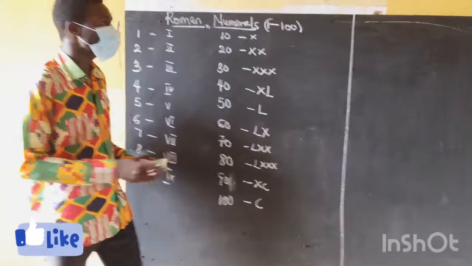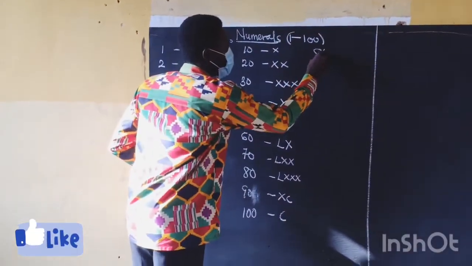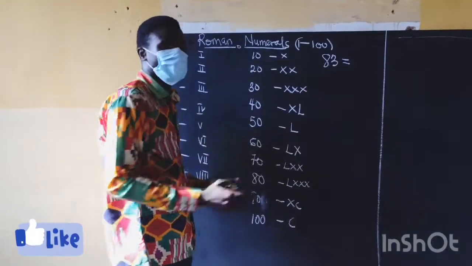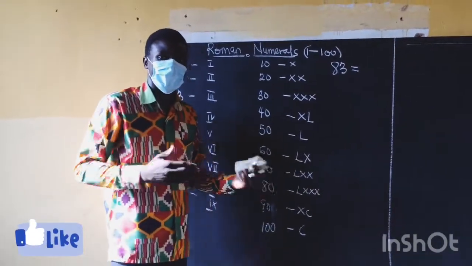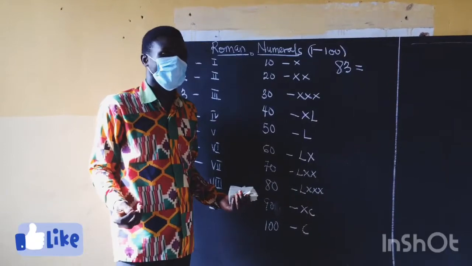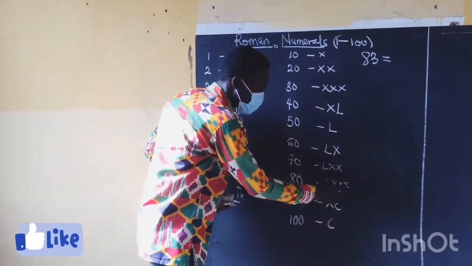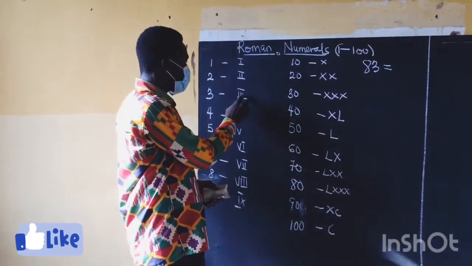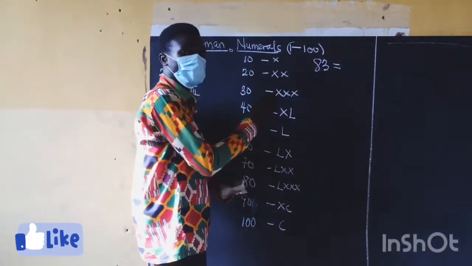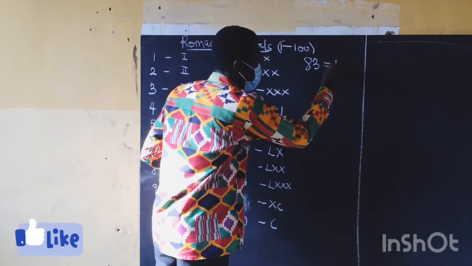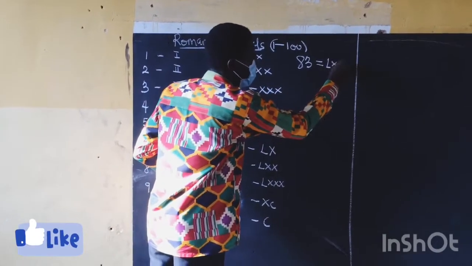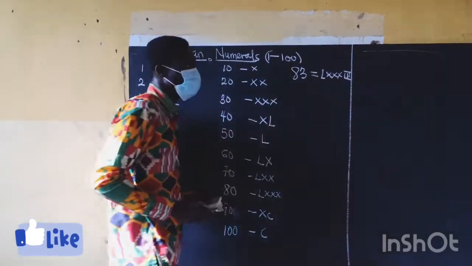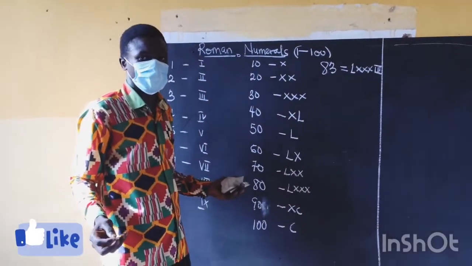So if I'm to write the Roman numeral for 83, 83 is made up of 80 and 3. What is the Roman numeral for 80? LXXX. What's the Roman numeral for 3? III. So for me to write the Roman numeral for 83, I'm going to write LXXXIII. And this gives me the Roman numeral for 83.